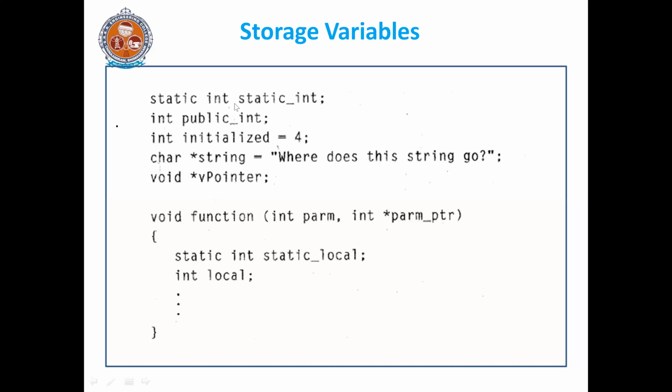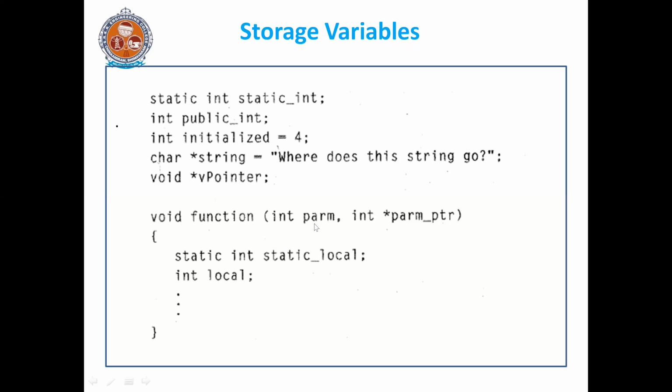So for example, if you take these different variables, the static int, this is a variable stored on a fixed memory location. Similarly, this is also stored on a fixed memory location, just integer, public integer. This is also a normal integer variable, but here you have given just some value. This is an uninitialized value and this is an initialized value. This is also stored in a fixed memory location. This is also stored in a fixed memory location. So all these variables are stored on a fixed memory location.